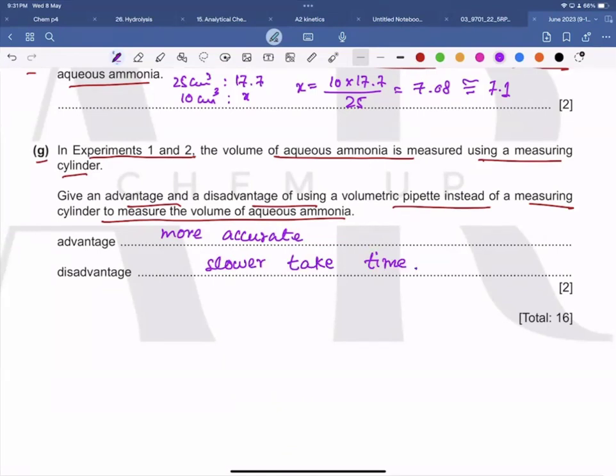And then you have to transfer it in the flask and you have to wait until all the pipette is drained. So that takes time. Okay, is this clear to all of you?